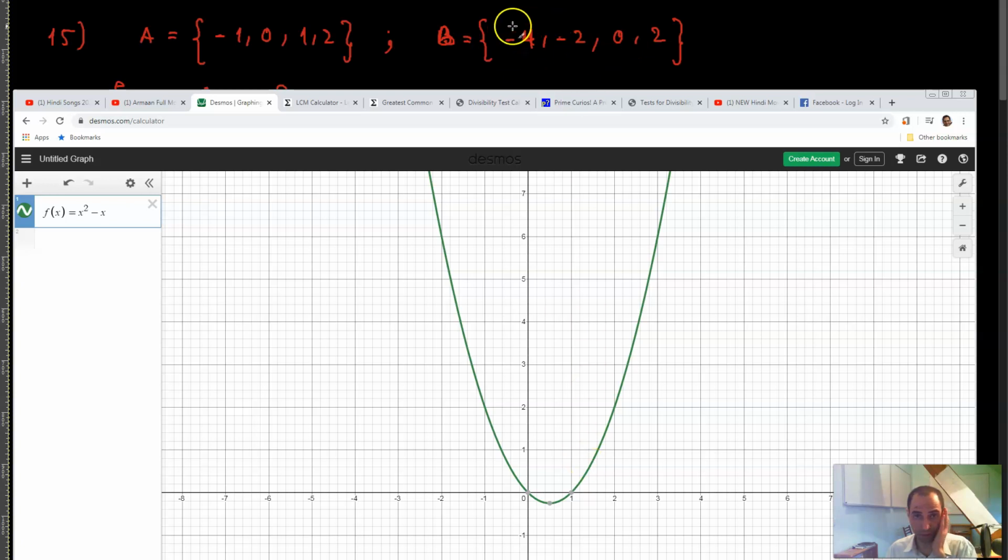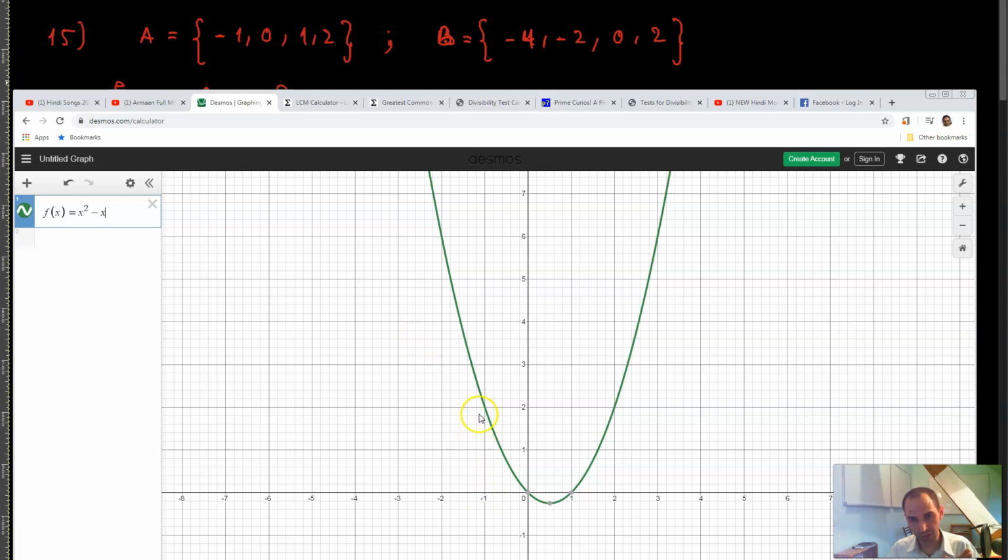Meaning that, for example, you have negative 4 over here, but negative 4 is not the image of any element in the domain of the function. Essentially, the output of the function is such that if f of x is equal to x squared minus x, then from negative 1 all the way to 2, and remember that this is just about whole numbers or integers, I would say.